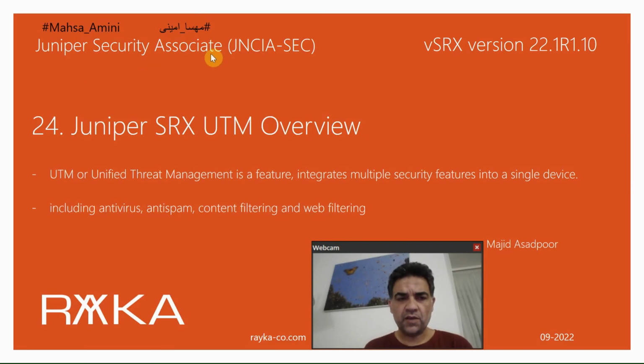In this section, I will have an overview of the Juniper SRX UTM feature. UTM, or Unified Threat Management, is a feature which integrates multiple security features into a single device. In Juniper SRX device, it includes antivirus, antispam, content filtering, and web filtering.